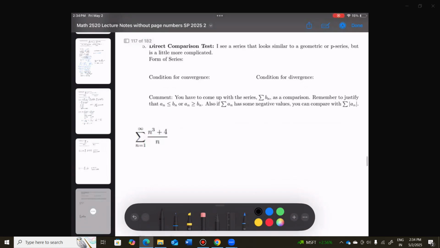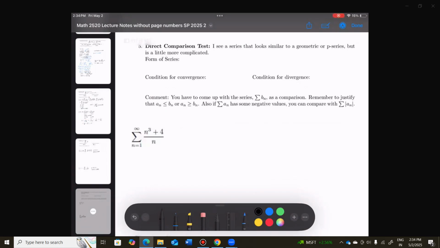So here we'll look at a series and it looks similar to either a geometric or a p-series, but it's a little bit more complicated. Right, so the form of the series is similar to geometric or p-series, but more complex.